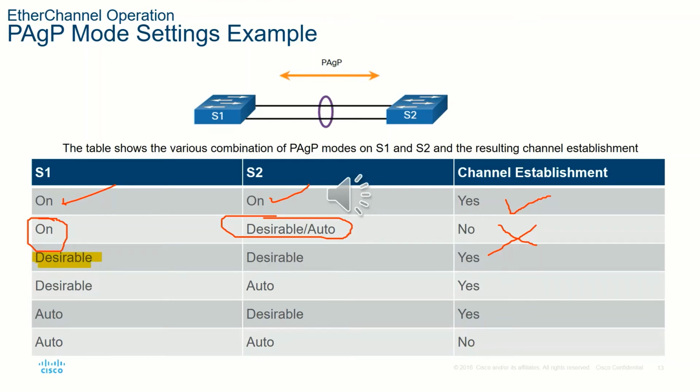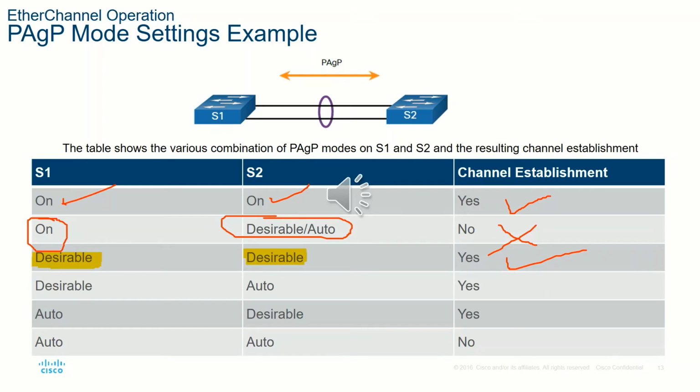We are going to configure the same mode in switch 1 and switch 2. Which mode? Desirable mode. So if we configure the desirable mode in switch 1 and switch 2, whether the channel will be established or not? Yes, the channel will be established, because both switch 1 and switch 2 will be in the active negotiating state. Both switches will exchange the PAGP packets. Both switches will negotiate and create the EtherChannel. So if you use desirable mode in both switches, the EtherChannel will be established.